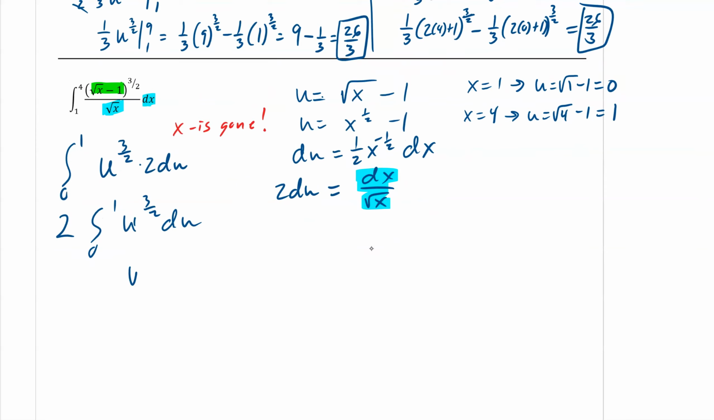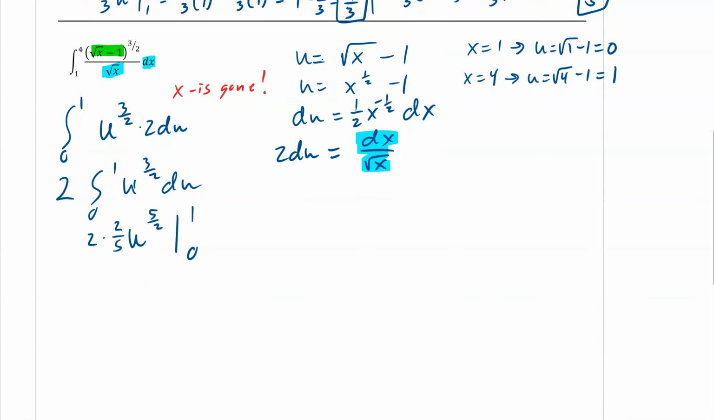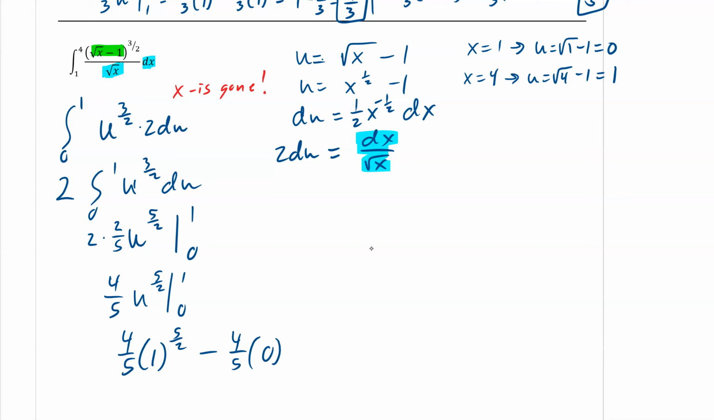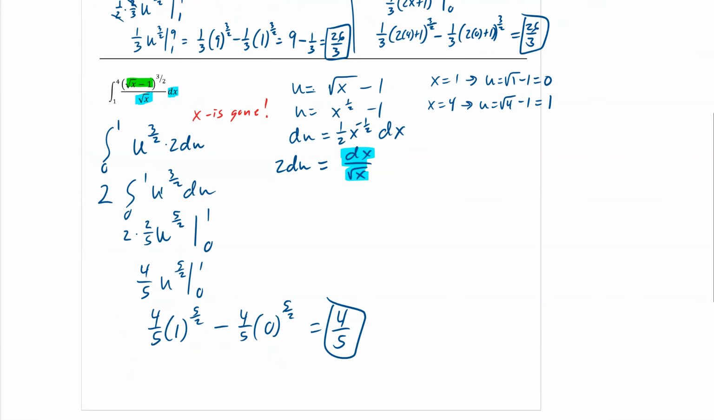And then we add 1. So u to the 5/2, 2/5 times 2, and we can put 1 and 0. We don't have to go back and deal with anything. So 4/5 u to the 5/2, 1 and 0. This is 4/5 times 1 to the 5/2, minus 4/5 times 0 to the 5/2, and that just gives us 4/5. And there you have it.